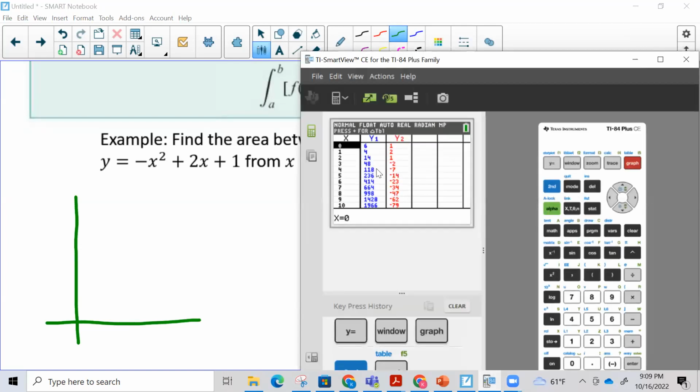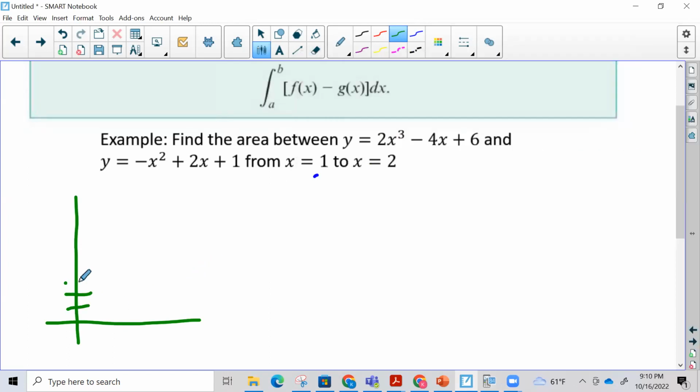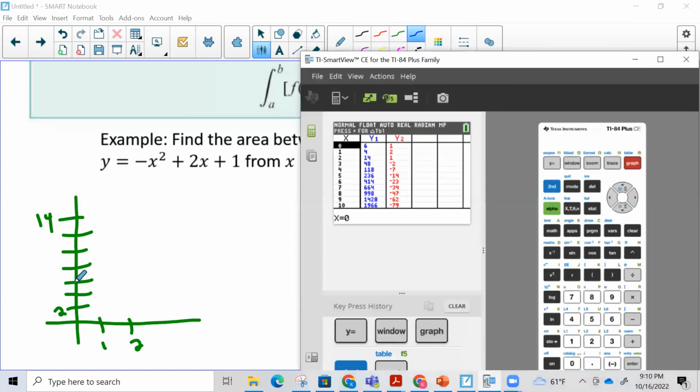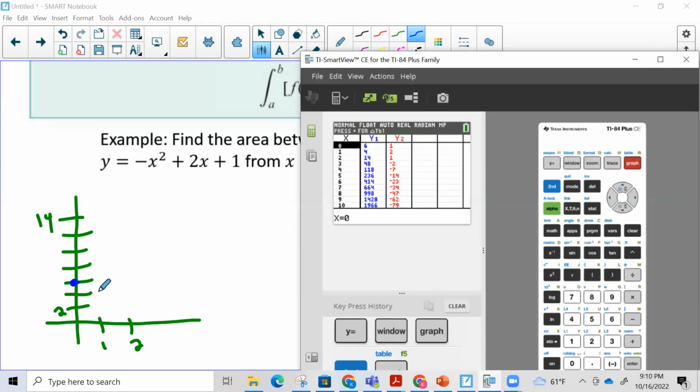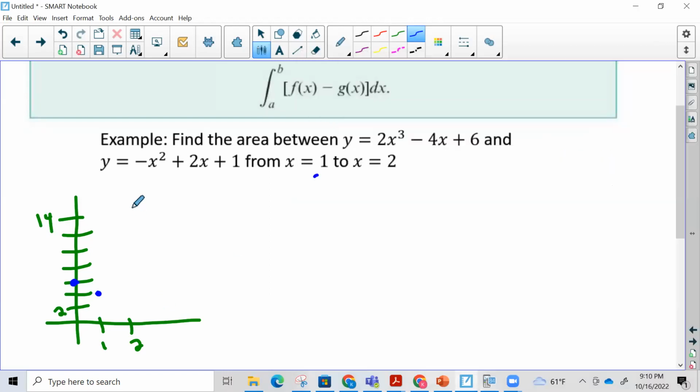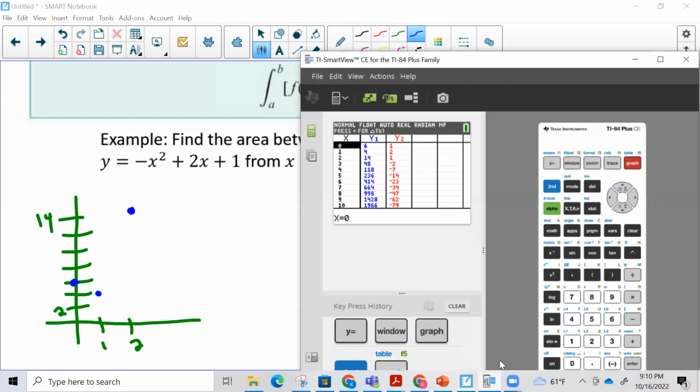So if I look at my table, I'm going to go from 0 to 2. It goes up to 14, so I'm going to go up by 2s. Okay, make sure you label your scale somewhere. My first curve, the 2x cubed minus 4x plus 6, is this y1. So it's (0, 6), (1, 4), and (2, 14).